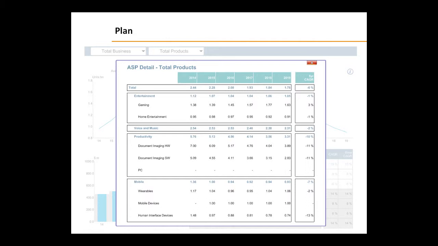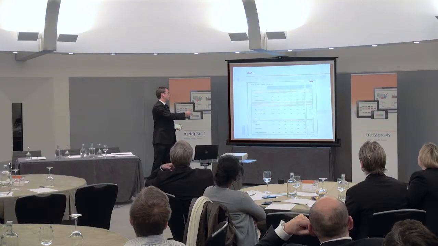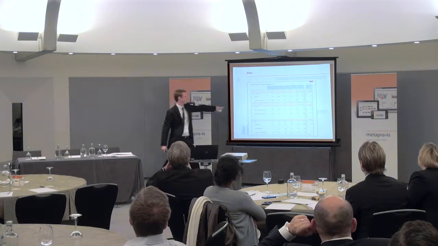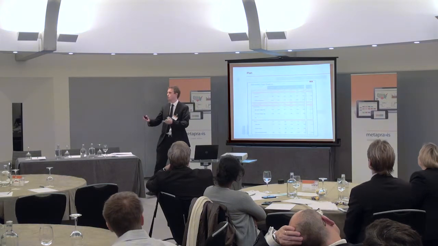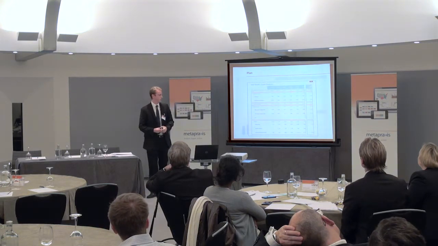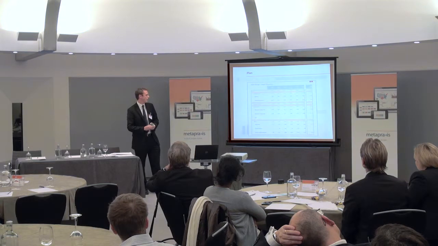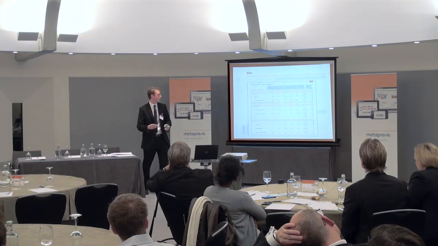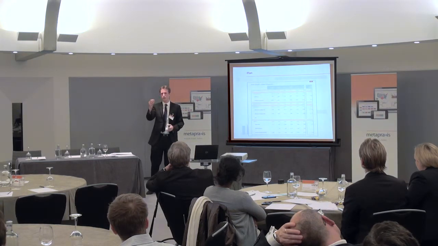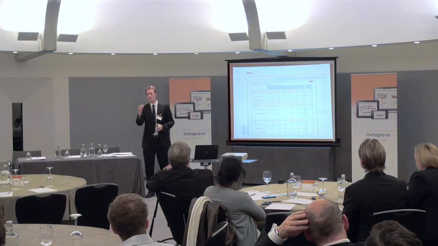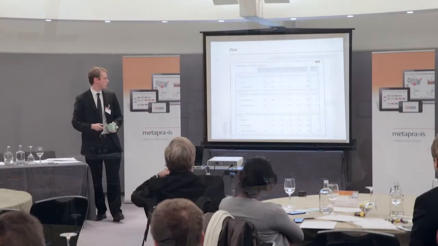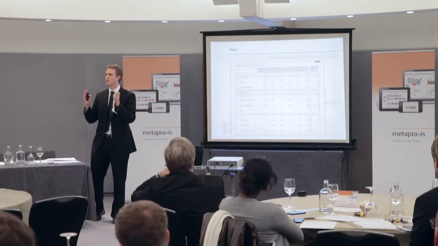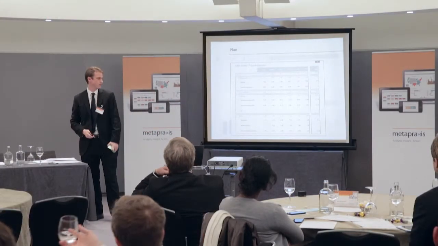Looking at this closely, you may not be able to see it at the back of the room, but you can see the productivity area, which is this one in here, which has business divisions including document imaging, which is printers and the like, and personal computers, so PCs. Their average selling price was declining the most. We've got a minus 10% compound annual growth rate. So the productivity area became a key focus area for senior management.